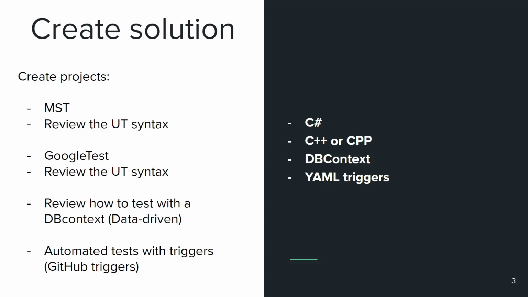We'll be covering how to create a new solution or use an existing solution with existing projects. We'll be creating a new MS Test project, a new Google Test project, and then review both syntaxes. We'll then make a quick review of how to use database context, and lastly, how to set automated tests with triggers using GitHub and YAML.